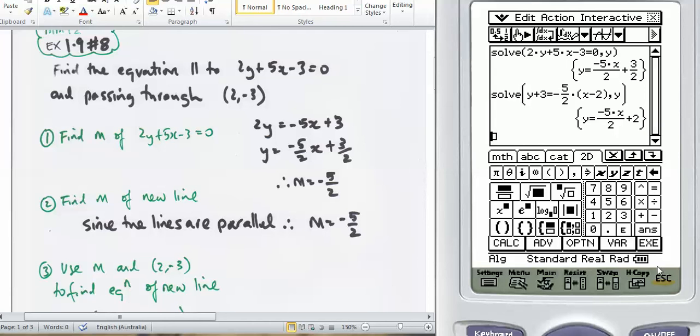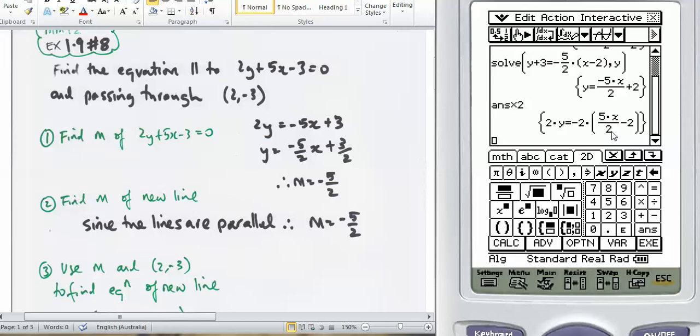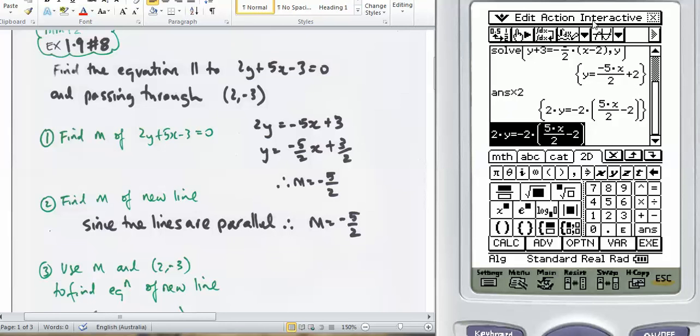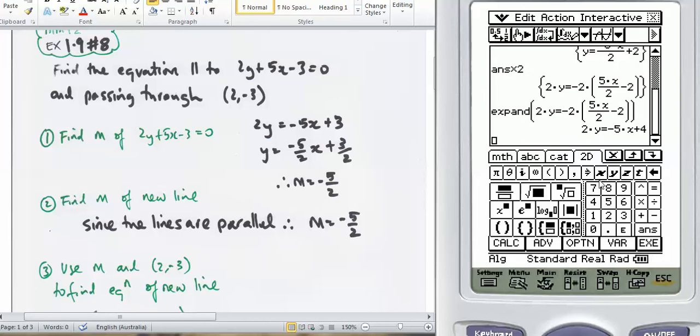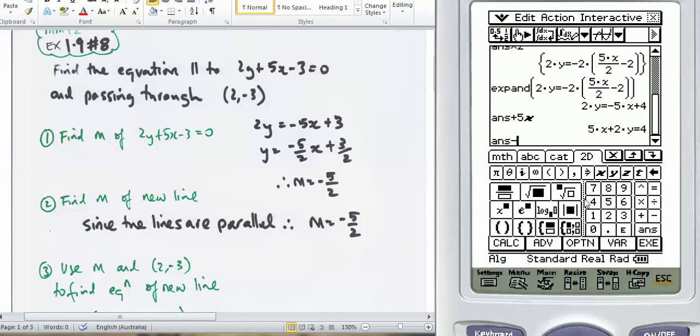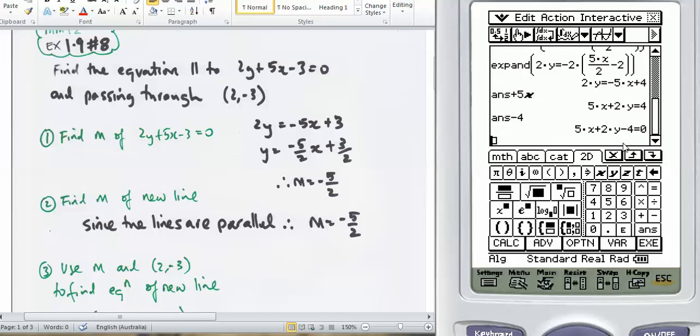If I wanted to put this into the general form, what I need to do is get rid of the 2, so multiply everything by 2. That gives me this. I might take that answer and expand out the bracket: Interactive, Transform, Expand. Take that answer and plus 5x to both sides. Take that answer and minus 4 from both sides. And there's the same answer in standard form.